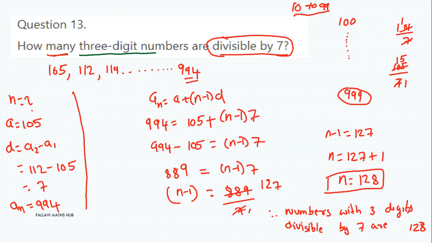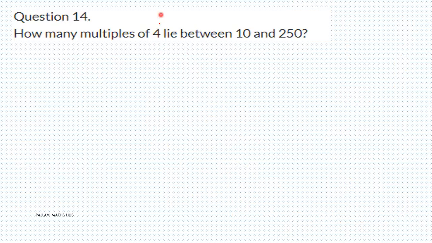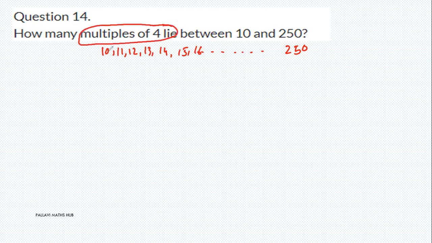Next question, 14th question. How many multiples of 4 lie between 10 to 250? Here also the same question. Lies between 10 to 250. So 10, 11, 12, 13, 14, 15, 16 continuous up to the last, 250. But here one more condition: multiples of 4. Is it right? Is 10 a multiple of 4? No. 11? No. 12? Yes.